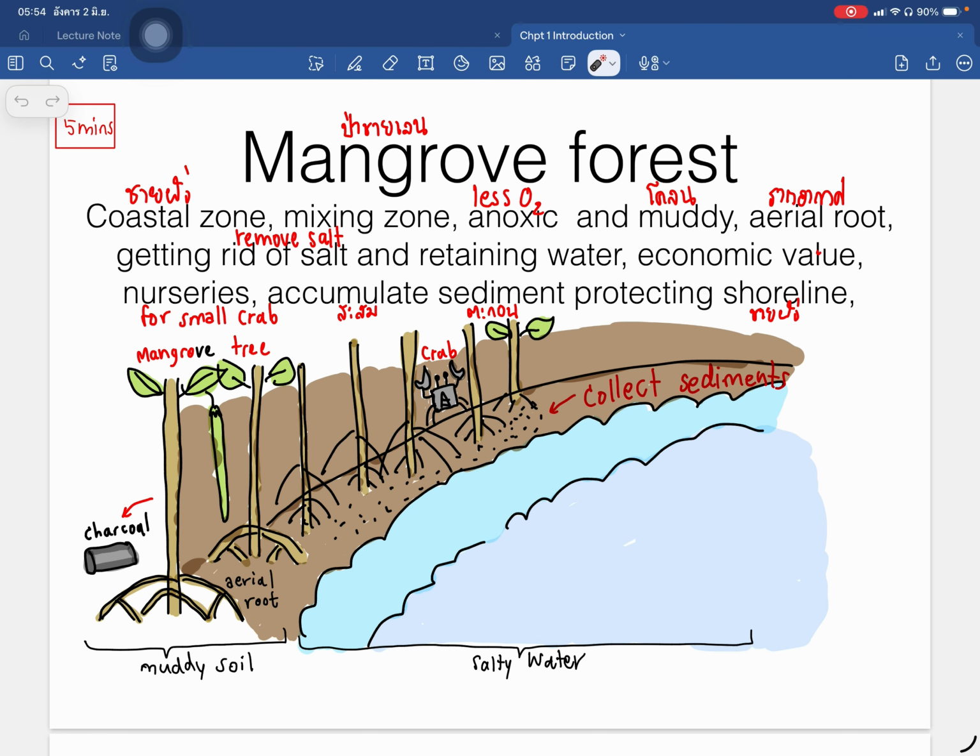And the leaves have special properties to get rid of the salt and retain the water inside the stem. This type of mangrove forest has economic value because we can cut down the stem and use it for burning to produce charcoal. The charcoal is very important for barbecuing, just like หมูกระทะ like this. Okay, the root system of the mangrove forest is very important as a nursery for small crabs like this. Okay, and it helps to accumulate sediment and protect the shoreline.